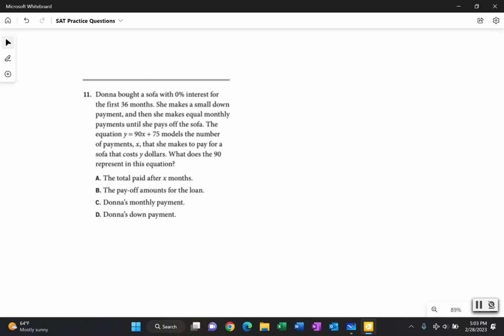All right, so there's two things we have to take into consideration here. We first know that 0% interest isn't going to play any role in our equation, and neither is the first 36 months. She pays it off within that time frame. So she makes a small down payment, and that's going to be represented as the b in mx plus b, right? Usually that b stands for the initial starting point, so that 75, in this case, is going to be our initial starting point. And then she pays off in monthly increments, and x is the number of payments that she does, right?